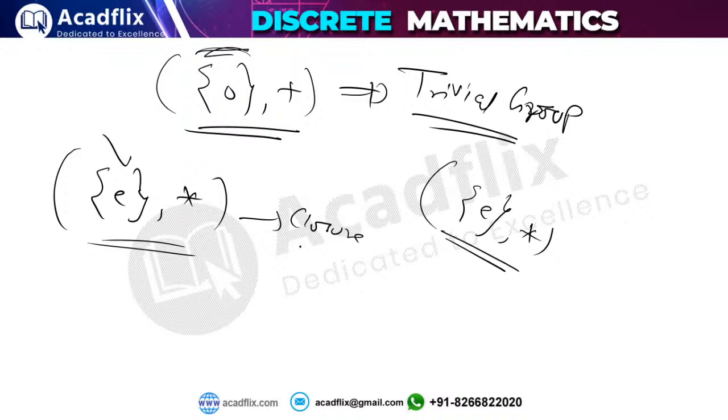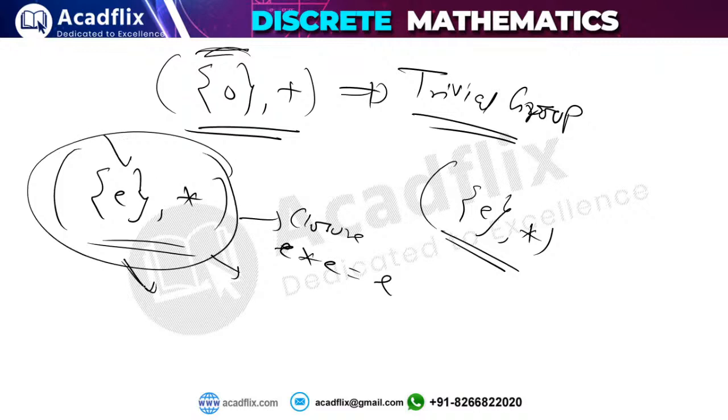Closure property will be satisfied. Why? Because E star E will be equal to E, because E is the identity element. And the associative property will be satisfied because there is only one element. Closure property, identity property, inverse property, every property will be satisfied. So this is the very basic group you can make.